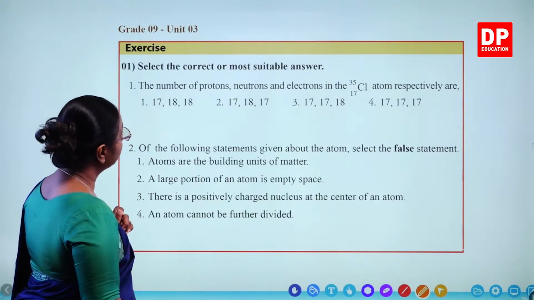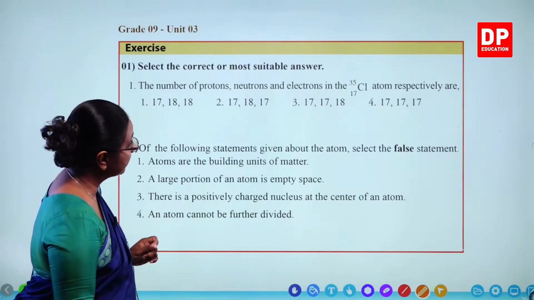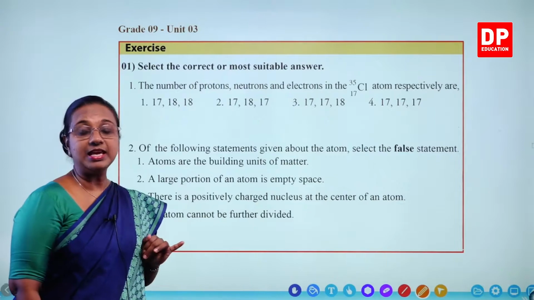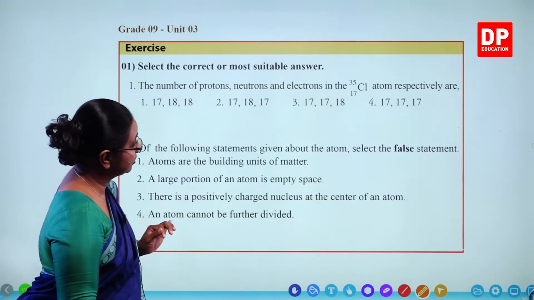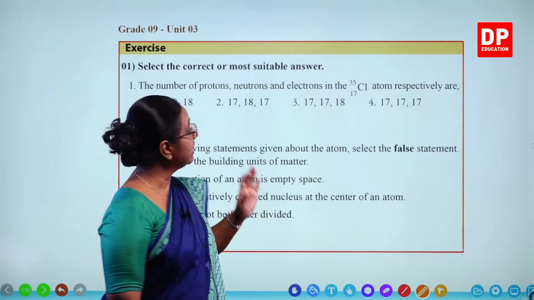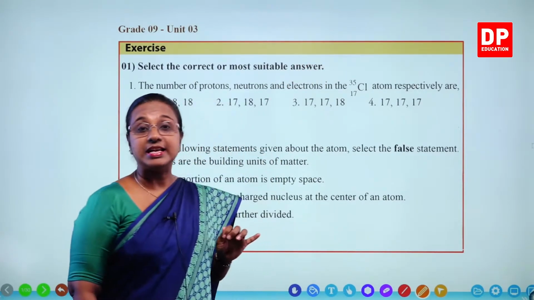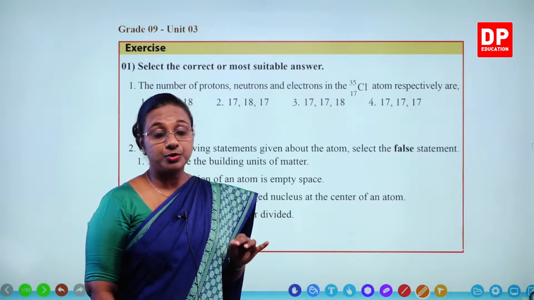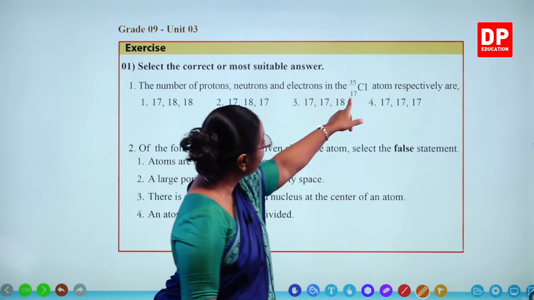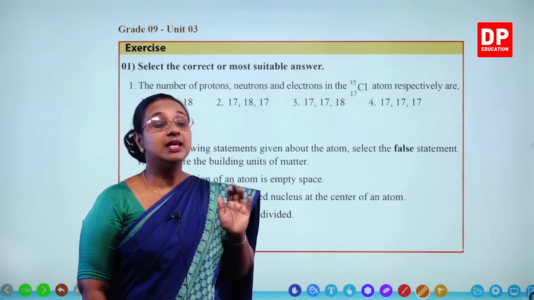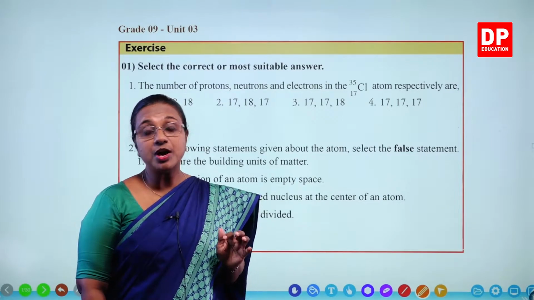The number of protons, neutrons and electrons in the 35/17 chlorine atom respectively are. So in this, students, you all know this is the standard symbol of an atom, and there what is written on top, that is the mass number. That is equal to what? The number of protons and neutrons. Whereas the one at the bottom is the atomic number. That is equal to the number of protons.